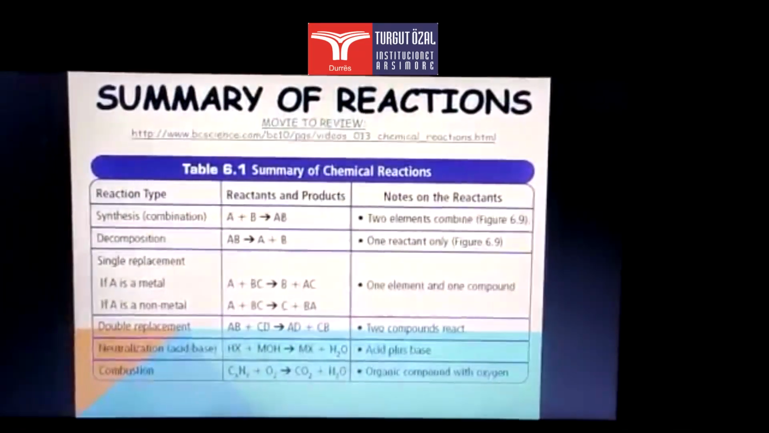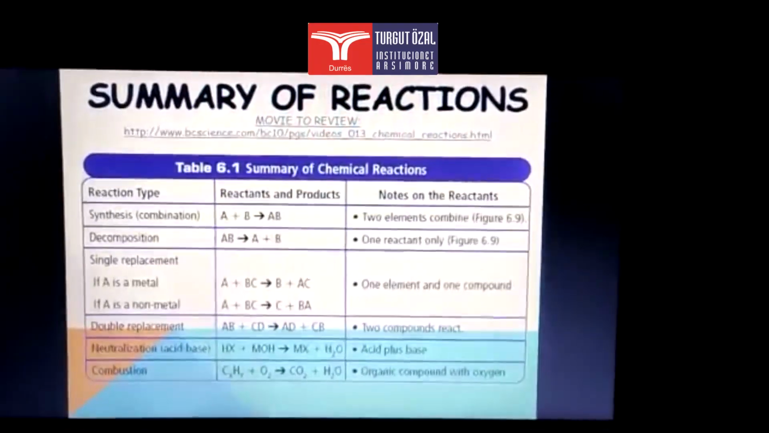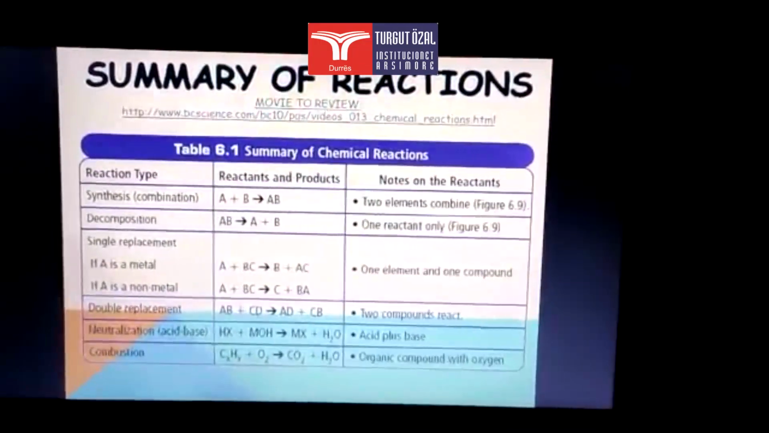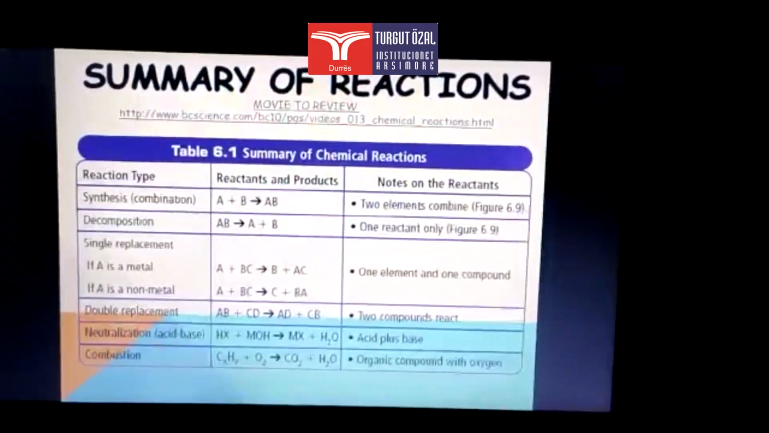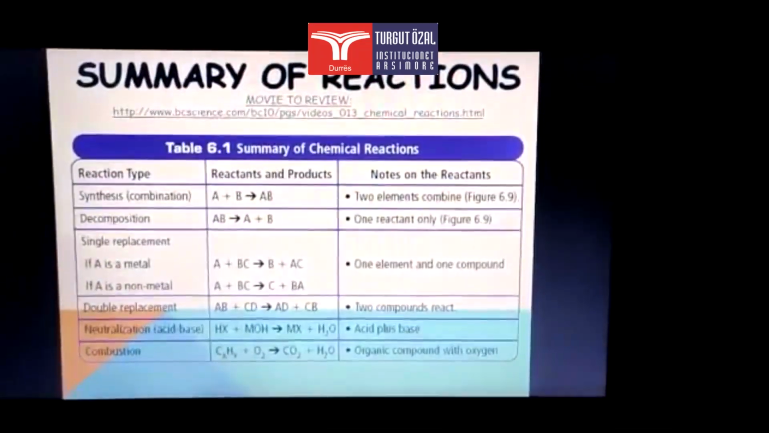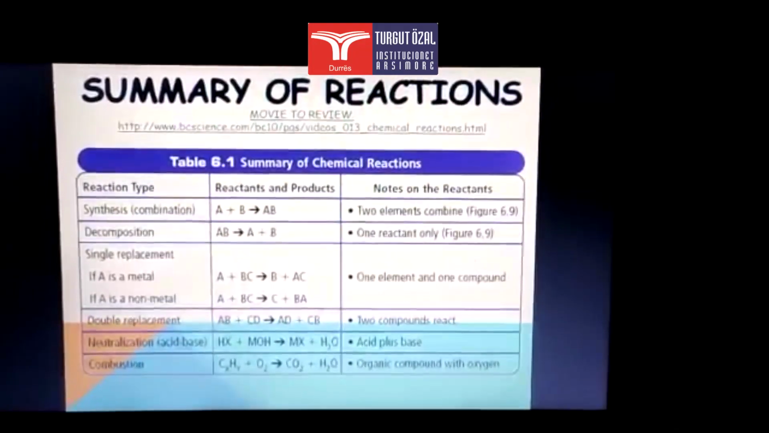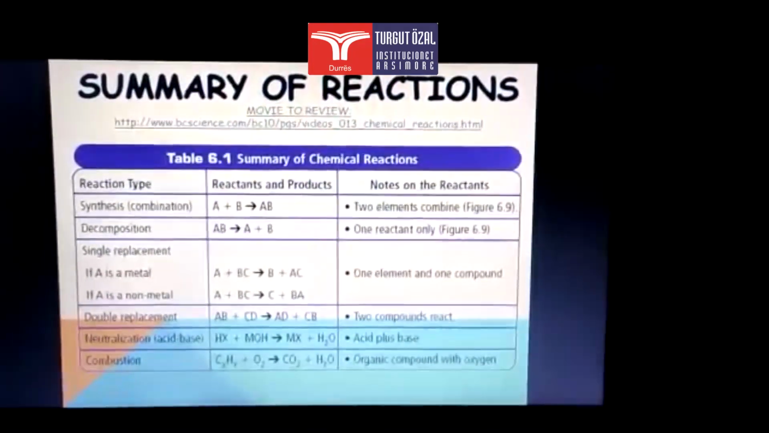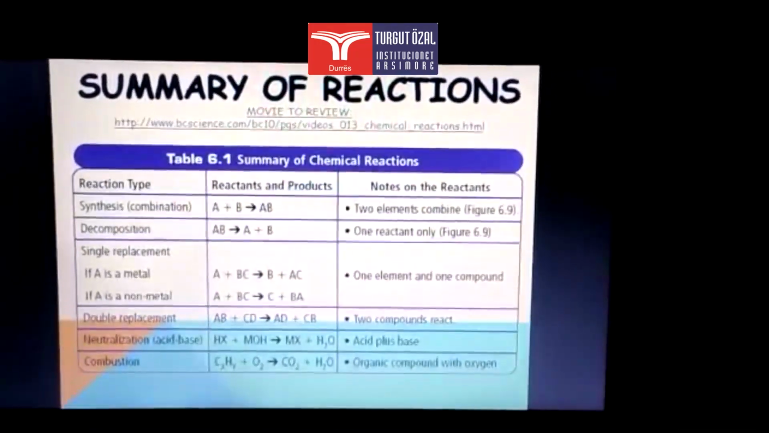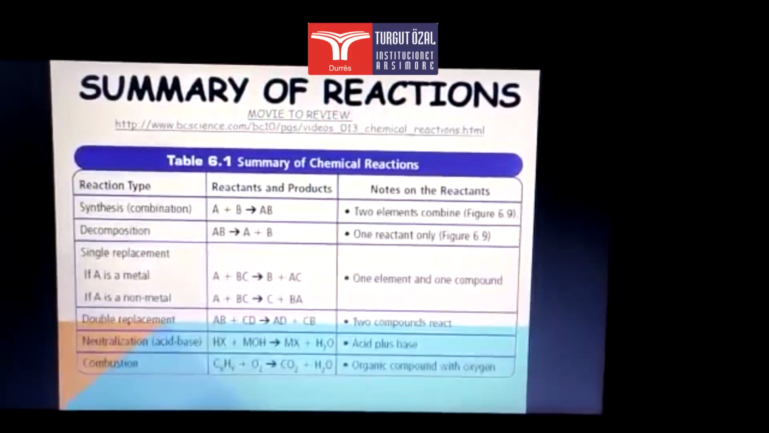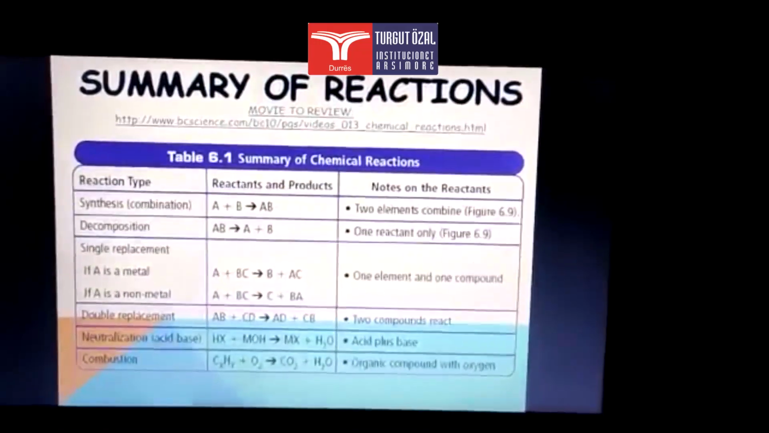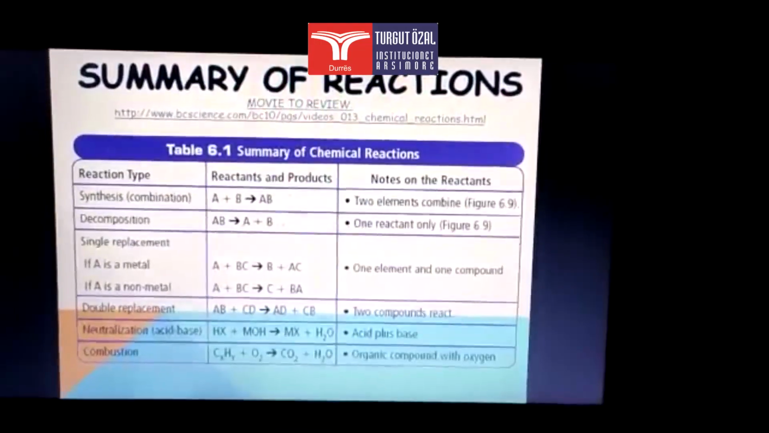Here's a summary. You can check the movie to review on www.bcscience.com. We have the reaction type, synthesis, and the reactants and products: A plus B gives AB. Notes on the reactants: two elements combine. Decomposition, AB gives A plus B. One reactant only, figure 6.9 in the slide. Single replacement, if A is a metal and if A is a non-metal: A plus BC gives B plus AC, and A plus BC gives C plus BA. One element and one compound.